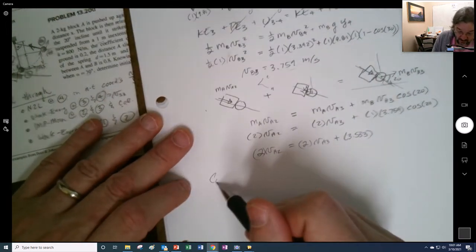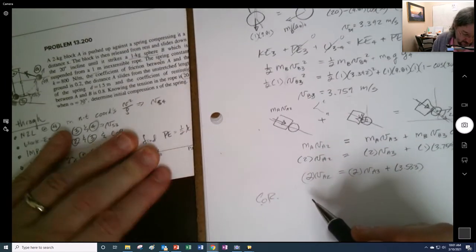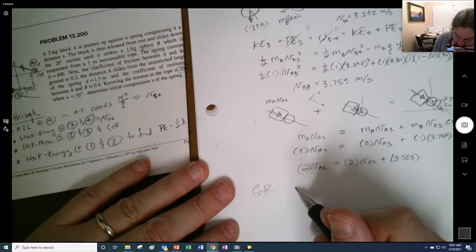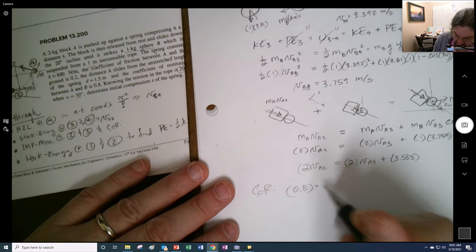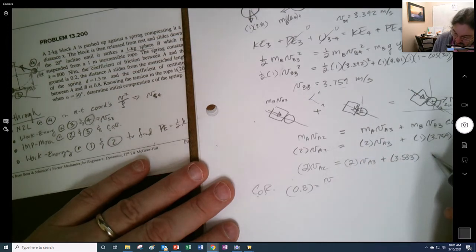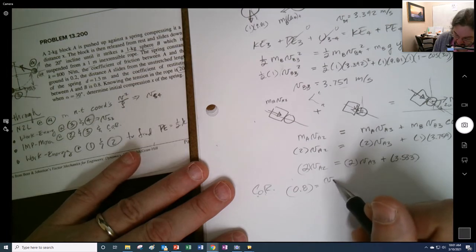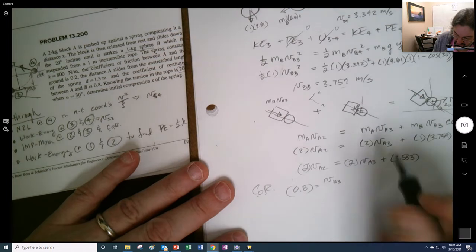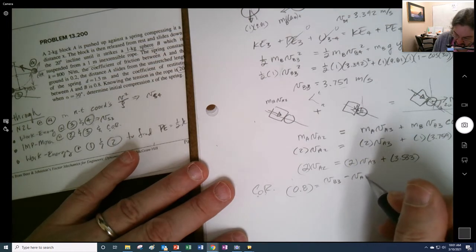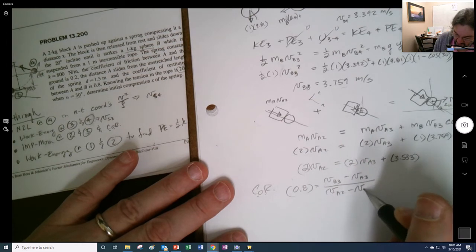Okay, but now we use the coefficient of restitution. And we know that the coefficient of restitution is 0.8. So we'll say 0.8. I'm just going to put numbers into this. And it's going to be V, whichever way we want to do it, as long as we're consistent. We have VB3 minus VA3 divided by VA2 minus VB2 right here.